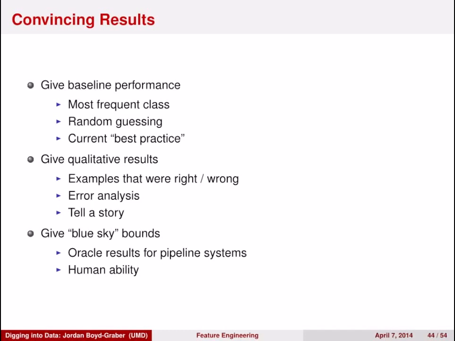And then the third part of giving convincing results is also providing blue sky bounds, the future. So one example of this is, what if you had correct answers for all of your features, that your feature extractors never made a mistake? You can pretend that you had these perfect results by engineering them, and then see what kind of errors you get from that system in that case. So this shows that if you're dependent on a particular piece of software, if that software were perfect, could you do a lot better?